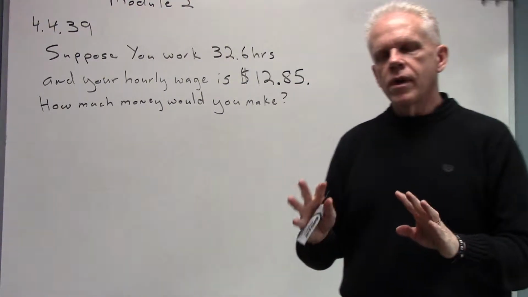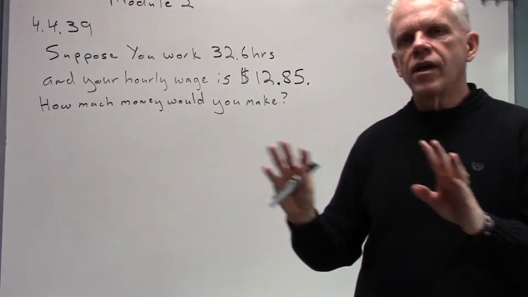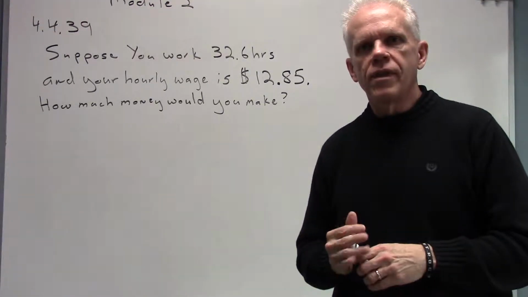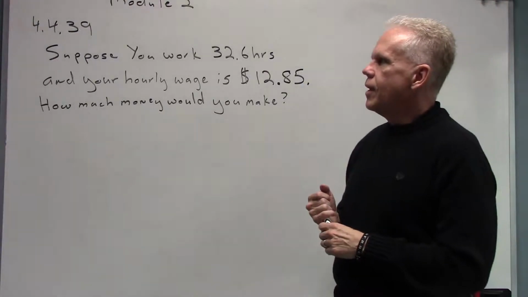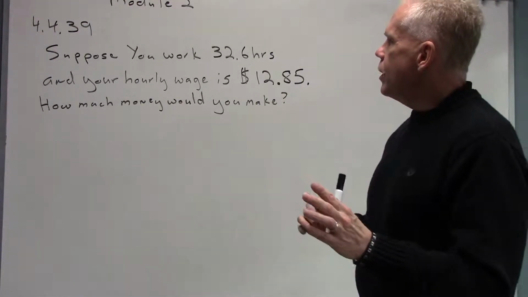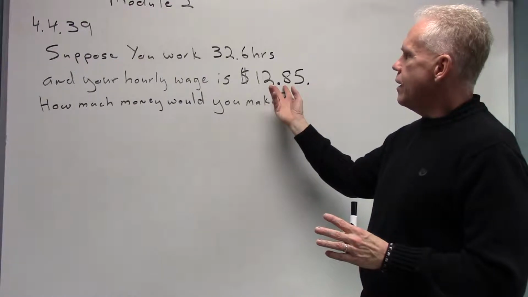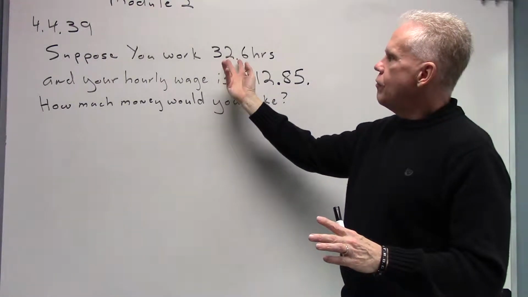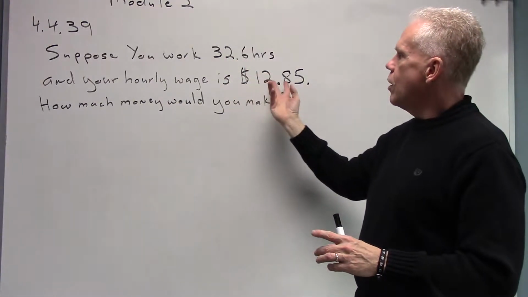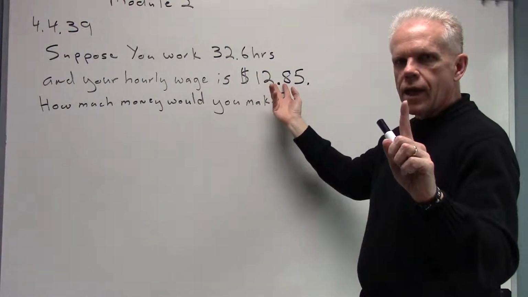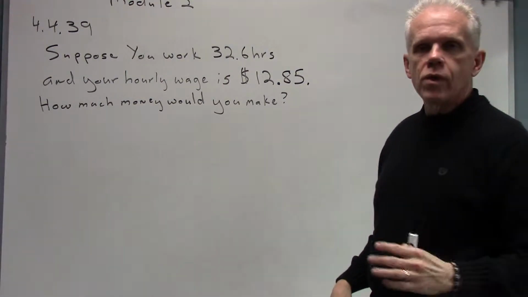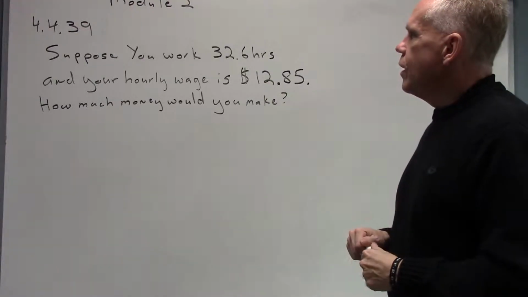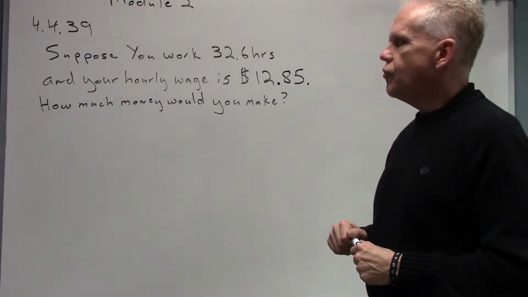Now, not take home, we're not thinking about taxes and Social Security, we're not taking all that out, but this would be called, I suppose, your gross pay for that particular time frame. How could we figure that out? Well, realize that this is how much we make in 1 hour, and we're working 32.6 hours. So if we take 32.6 and multiply it times how much we make in 1 hour, we'll know what our gross pay would be.